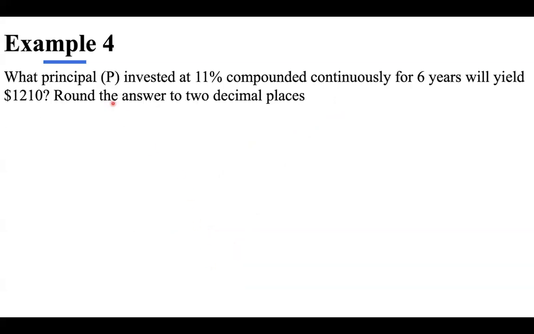Example 3. What principal P invested at 11% compounded continuously for 6 years will yield 1,210? Round the answer to 2 decimal places. Okay. What principal P? We don't know the starting amount. We know the rate is 11%, and it says compounded continuously. So we have to use the compounded continuously formula. t is equal to 6. And of course, the final amount that we will get after 6 years is 1,210.